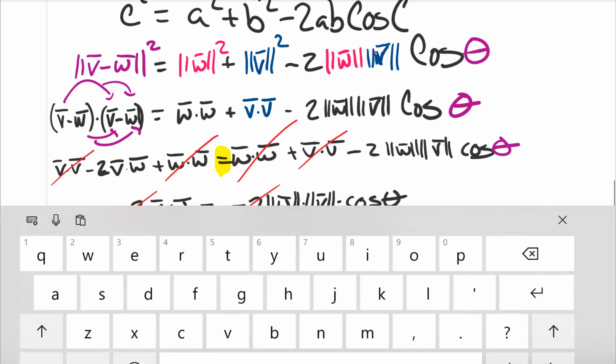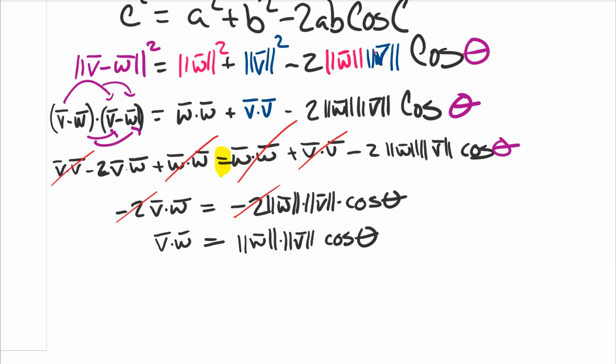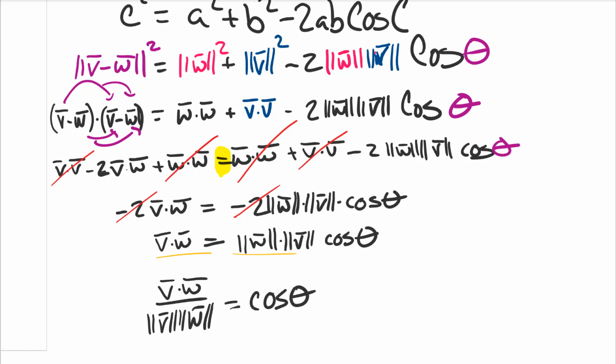We're trying to get theta, so why don't we divide out these numbers that are right here? Just these little numbers to both sides. So we're going to end up having the vector v dotted with vector w over the magnitude of vector v times the magnitude of vector w is equal to cosine of theta. And this is what you will find in a textbook as to how to find the angle between two vectors.